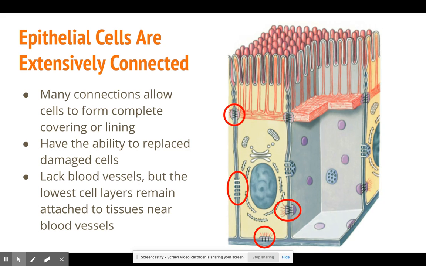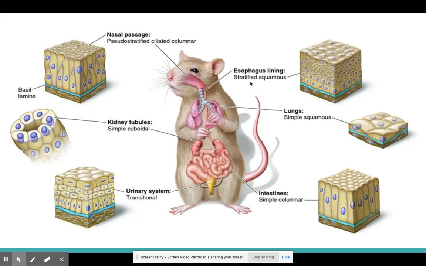Also, if you scratch yourself a little bit on the top layer of your skin, you don't bleed. But if you scratch harder, to the lower layer, that's when you start bleeding. Please don't try that. If you look at this picture of the little mouse, it shows you areas where epithelial tissue is located: the nasal passages, the esophagus, the lungs, the intestines, the urinary system, and the kidneys.